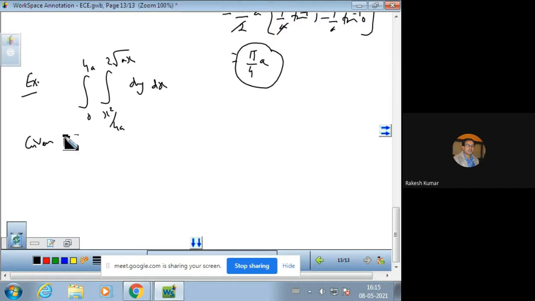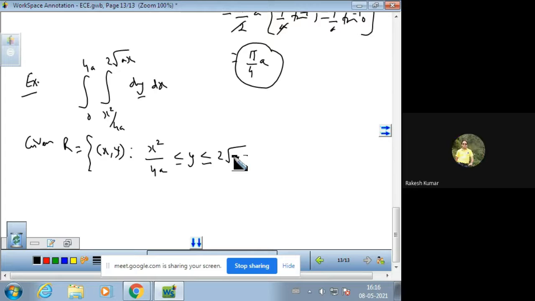So the given region of integration is x, y. These are the limits in x. So clearly these are the limits of y. So lower limit x square over 4a less than or equal to y less than or equal to 2 square root ax. And these are the limits of x, that is 0 to 4a.